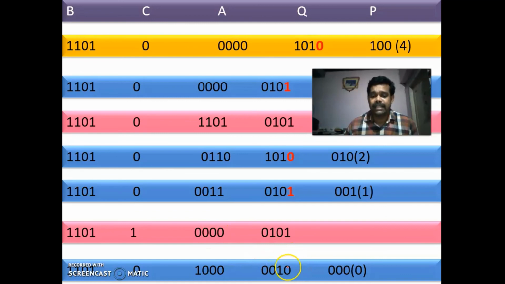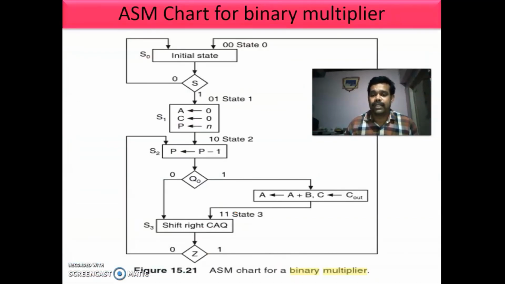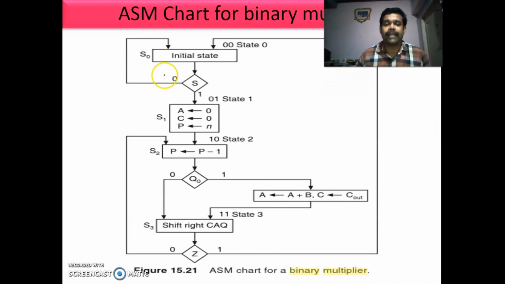So the answer is, this is 13. Actually B is 13 and A is 10. While multiplying you will be getting 130. So this is the binary equivalent of 130. So this is a binary multiplier. Now this is a ASM chart for binary multiplier.